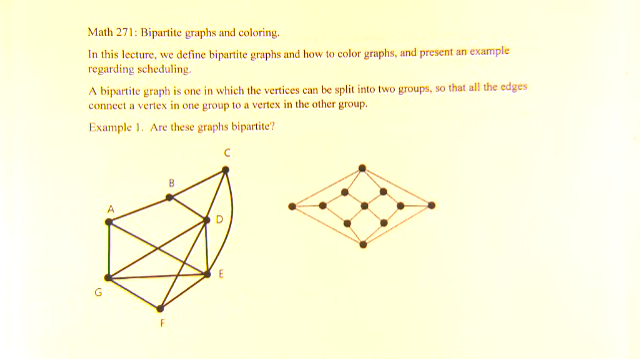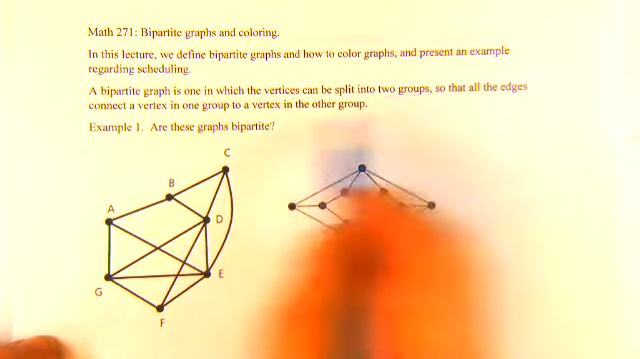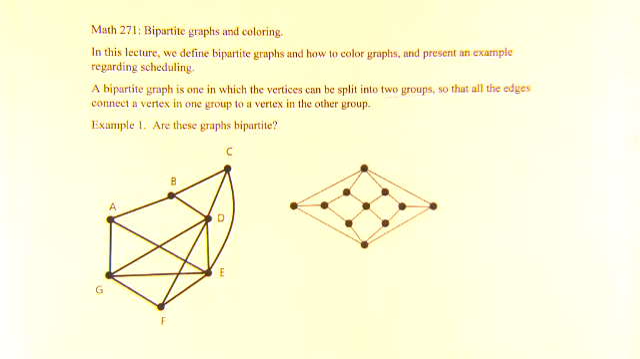So here's what bipartite means: all the vertices can be split into two groups so that all the edges connect a vertex in one group to a vertex in the other group. Okay, so are these graphs bipartite? One way to tell is to try and color the vertices, right? And the rule for coloring is any two vertices that share an edge have to have a different color.